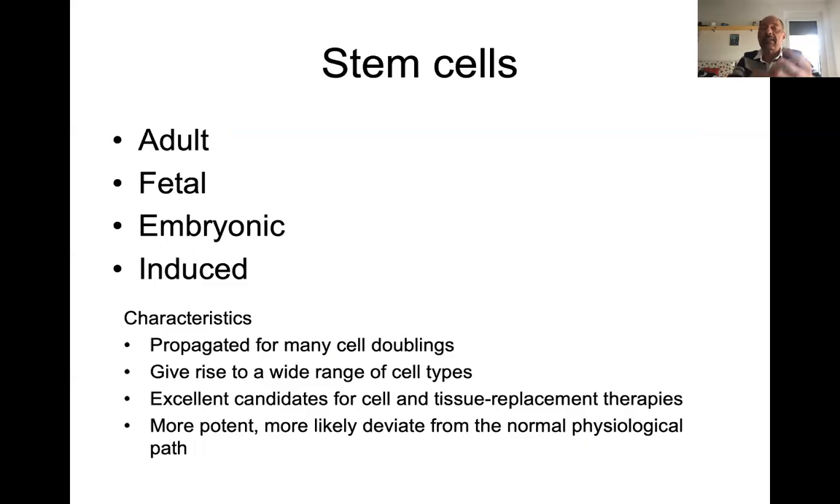Stem cells are divided in adult, that are stem cells that are now in our body, fetal, that were in the fetus, embryonic, these are really the original stem cells that made the fetus, and then there are also new stem cells. You can now take somatic cells from your organism, and you can revert them into a stem cell. The characteristics are, of course, they propagate for many cell doublings, they give rise to a wide range of cell types. They are, of course, especially the induced stem cells, excellent candidates for cell and tissue replacement therapies.